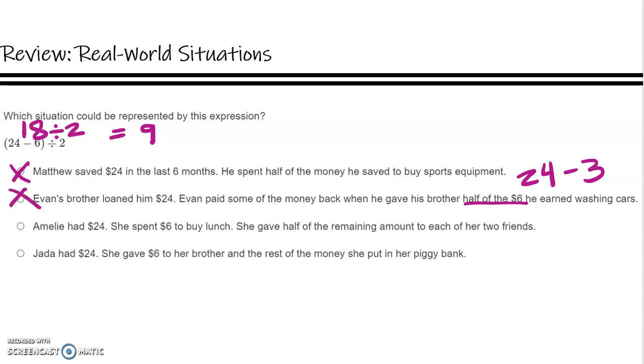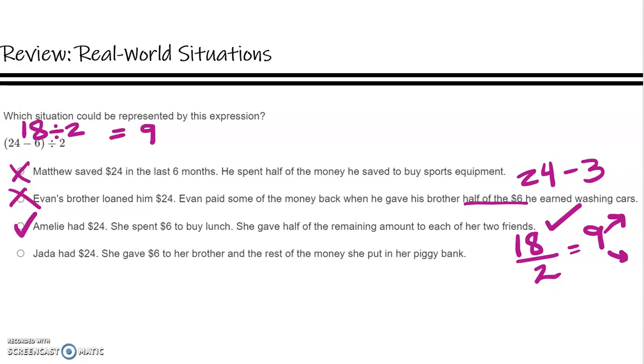Let's look at choice C. Millie had $24. She spent $6 to buy lunch. Okay, so 24 minus 6, she has $18 now. She gave half of the remaining amount to each of her friends. This does make sense. So she had 24, she spent 6, so now she has $18 left. And she divided that by 2, okay, split it in half, which is 9, and gave 9 to this friend and 9 to this friend. So this one does make sense.